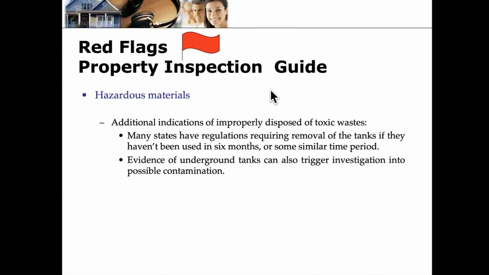Additional indicators of improperly disposed toxic waste. Many states have regulations requiring removal of those tanks if they've not been used for 6 months or a similar time period. They want them dug up, disposed of properly, and the ground properly treated. Evidence of underground tanks can also trigger investigation of possible contamination. So if you find something that looks like, as I described earlier, the pipes extending out above the ground, it may be a buried tank. You don't know what's there.